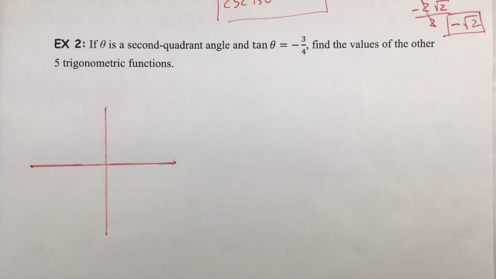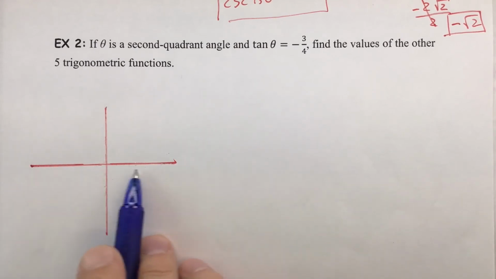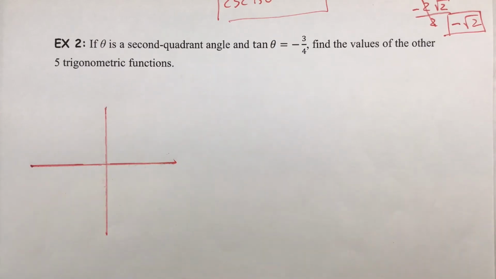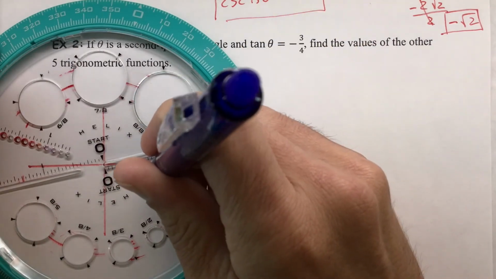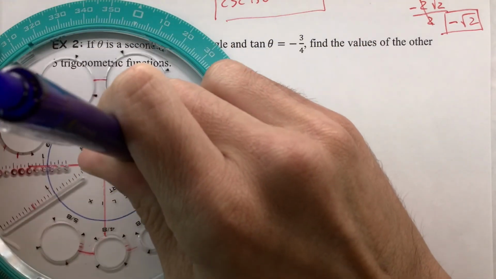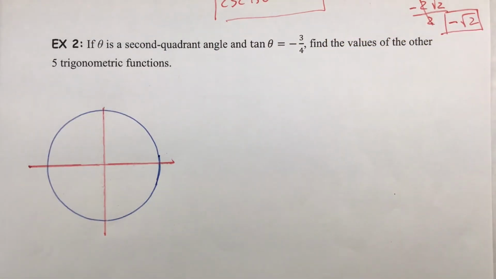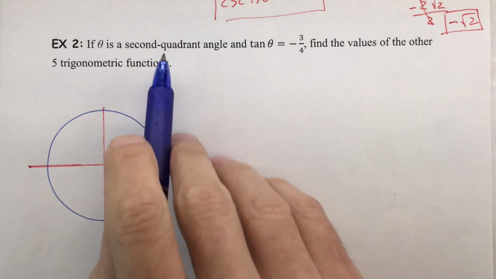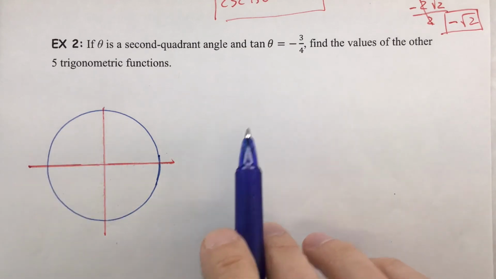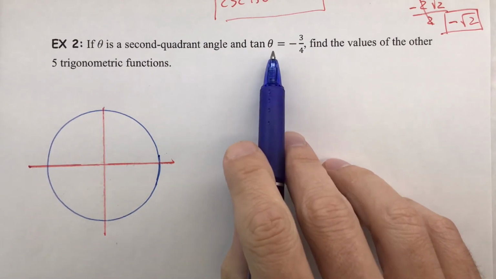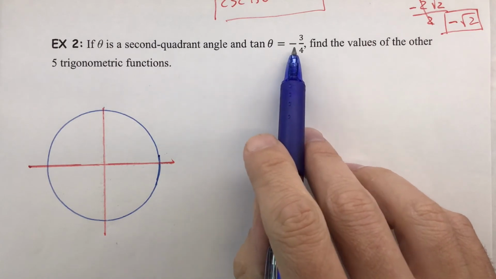Example 2. If theta is a second quadrant angle and tangent theta is equal to negative 3/4, find the values of the other 5 trigonometric functions. Okay, so I went ahead and drew an x-axis and a y-axis, and I'm going to go ahead and make a circle around that. All right, now theta. We don't know the measurement of theta. But it does end up in the second quadrant. It ends up over here, okay? And if we were to evaluate tangent of theta, we would get negative 3/4.